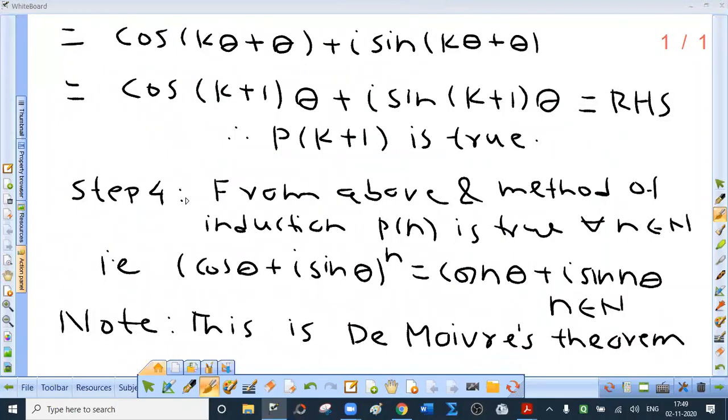So, step 4, from above steps and by the principle of method of induction, P of n is true for all n belonging to N. That is (cos theta plus i sin theta) raised to n is cos n theta plus i sin n theta, where n is natural number. You have to impress the teacher not by giving note but by writing note like this. Of course, you should know this, that this is De Moivre's theorem.